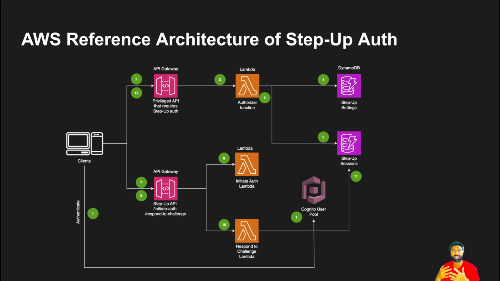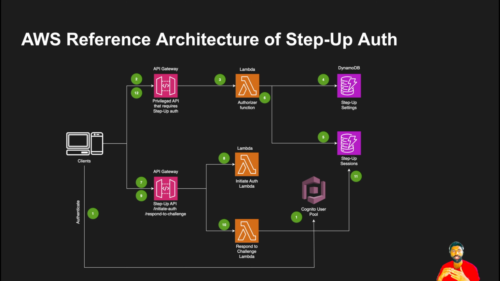As a result, that client application gets a valid access token, which is generated by Amazon Cognito user pool. Now, step 2, the client application invokes the privileged API action, and privileged API action could be a transfer money, for example. And then the client application passes the access token in the authorization header for that privileged API call.